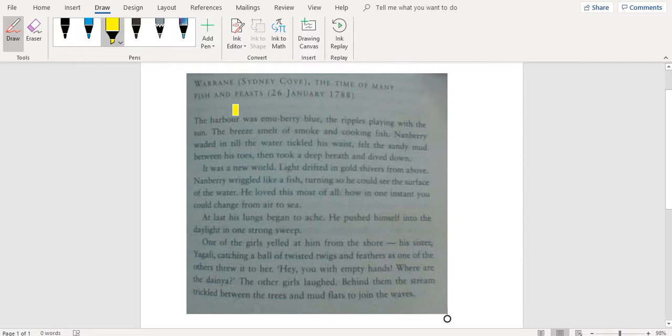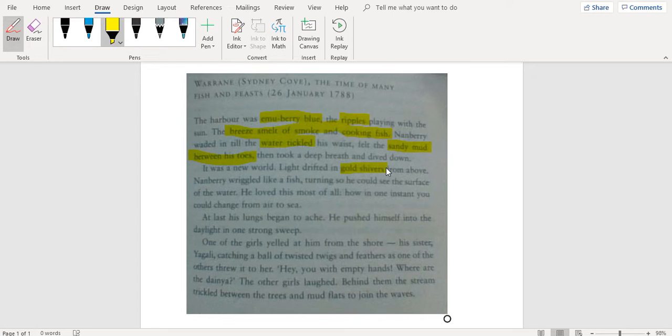So here we've got the harbour was emu berry blue. So that there is a sight one. The ripples playing with the sun. So we can see ripples as well. The breeze smelt of smoke and cooking fish. So more things there. Nanbury waded in till the water tickled his waist. Felt the sandy mud between his toes. Then took a deep breath and dived down. It was a new world. Light drifted in gold shivers.